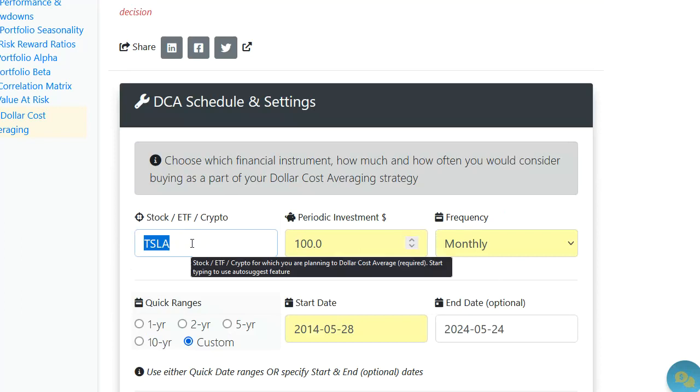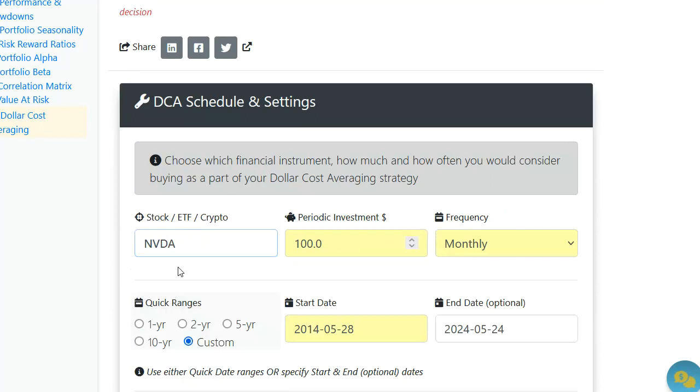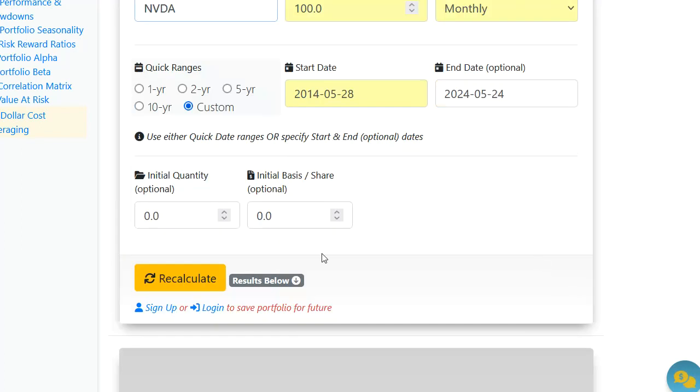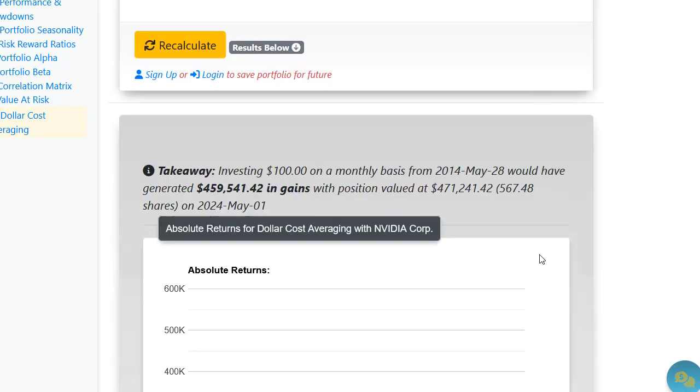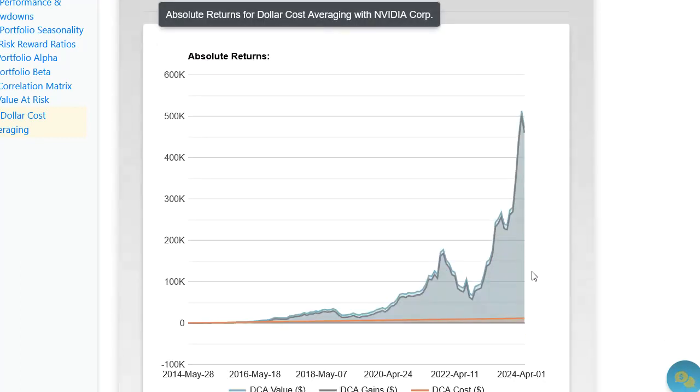Let's have another volatile asset that has performed much better. Tesla has not performed so well in the last 5 years. But even in the last 5 years, we would have made profit with Tesla, I checked before, with the dollar cost averaging strategy.